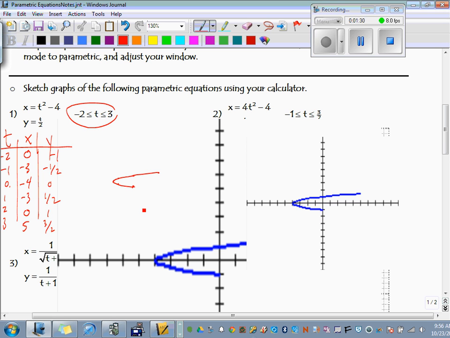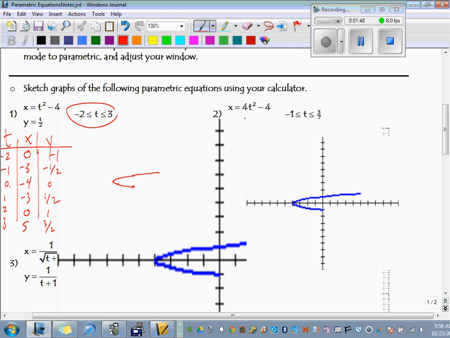Right? So if two different people run the same path, they're taking the same path, so it's going to look the same as a graph. But if we talk about how much time it took Megan to run the race, or where she is at a particular time, this parametric equation is going to help tell that.